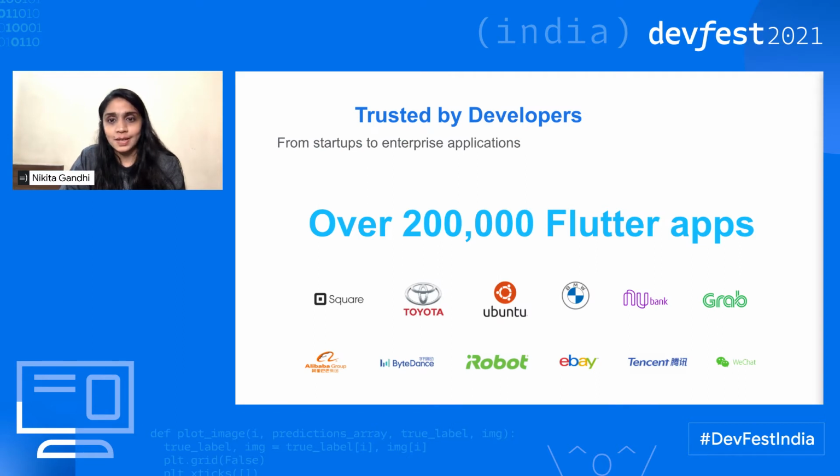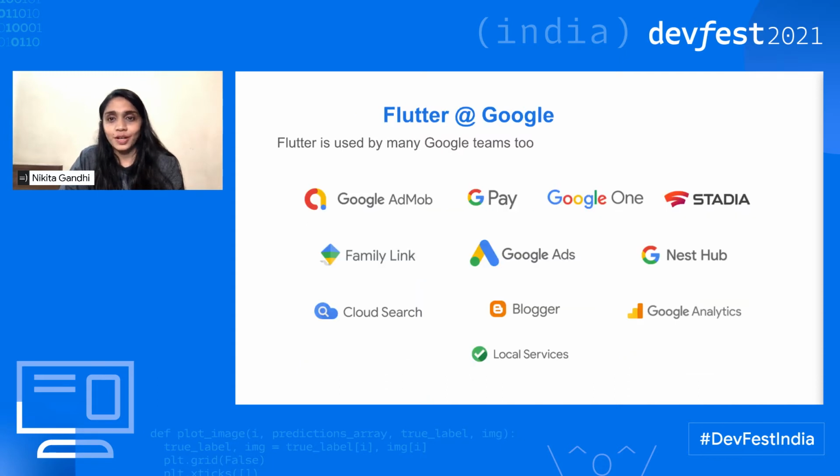And Flutter is trusted by developers across multinational corporations and startups. There are almost 2 lakh applications which are developed by Flutter, and the count is increasing. Some of them that you see on the screen have developed their production level applications using Flutter. And of course, Flutter is also trusted by Google for so many of its enterprise level applications like GPay, Family Link, AdMob, Stadia, Google Analytics, and the list goes on.